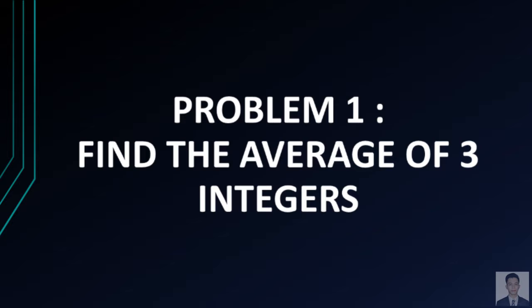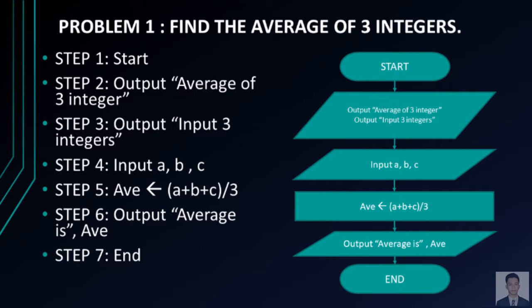So, this is the problem. Problem 1. Find the average of three integers. How do we use an algorithm to solve it? Well, we start with step 1, start. Then step 2, we have to output. We need to let the user know what program we're doing. So, therefore, we need to give some instruction. First of all, find the average of three integers.